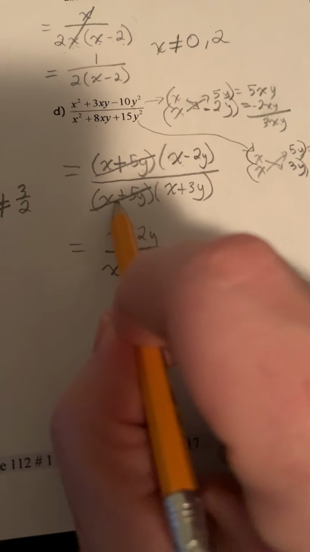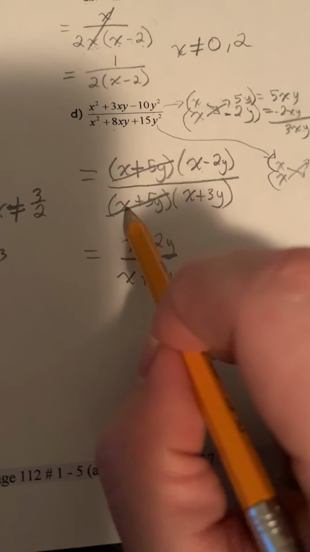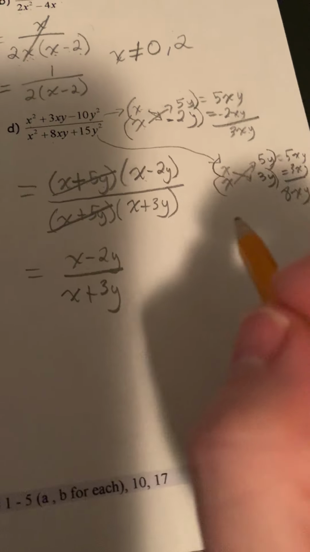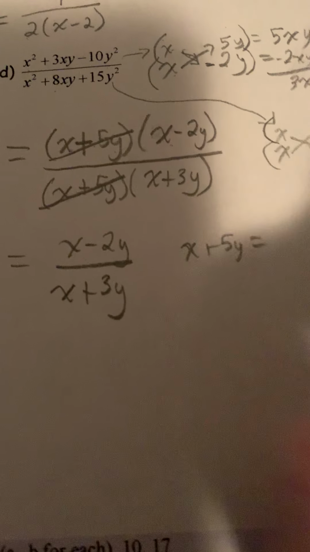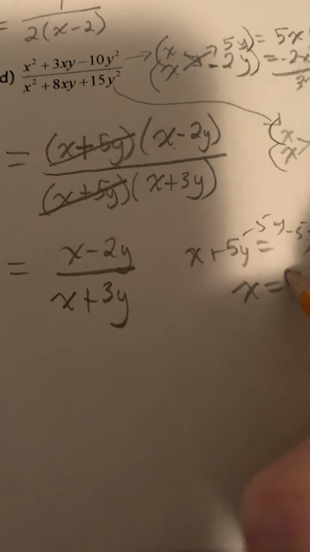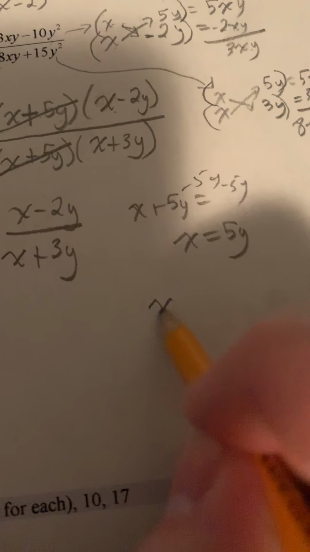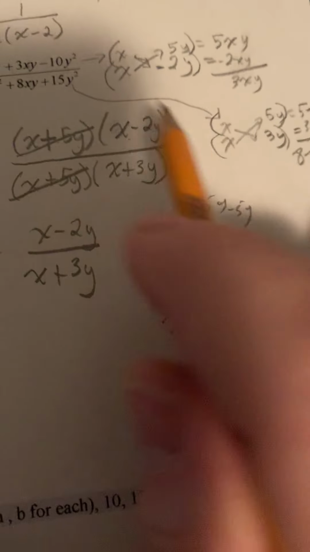Okay, so the denominators now. So what can we plug in here? This gets a little bit tricky here. So what can we plug into x that will make this zero? Okay, so if x plus 5y equals zero, subtract 5y, so x cannot equal negative 5y. I know it's kind of a weird one. And over here, same thing, x can't be.